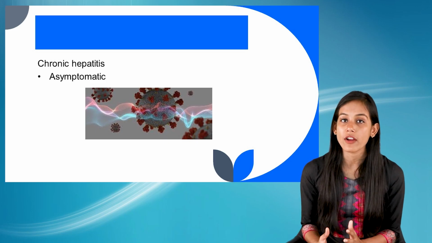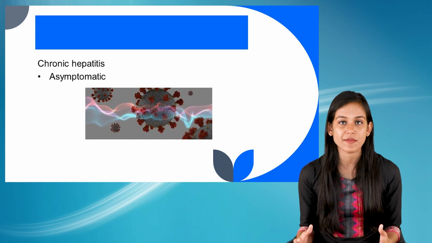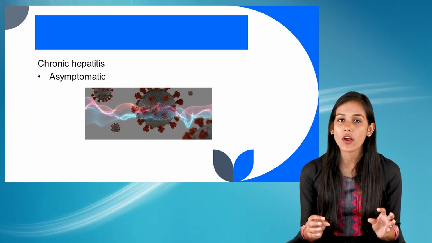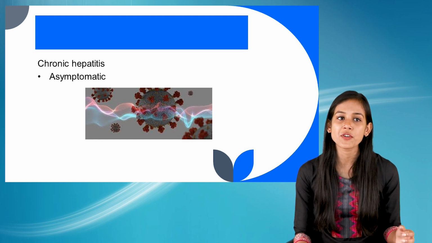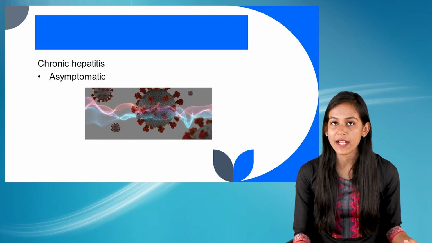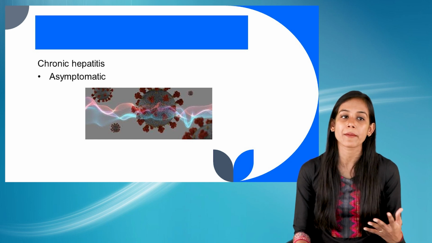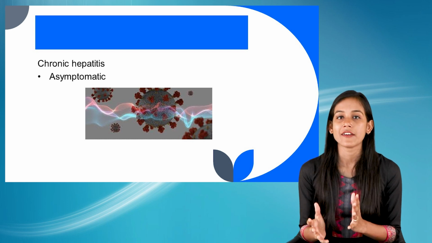Next, in case of chronic cases, right? So in chronic cases, what are the symptoms that we can see? Now, in chronic cases, it is mostly asymptomatic, right? So there won't be any symptoms that you can see. So it's basically asymptomatic, and sometimes, in some cases, you can see that the child will have malaise and fatigue.